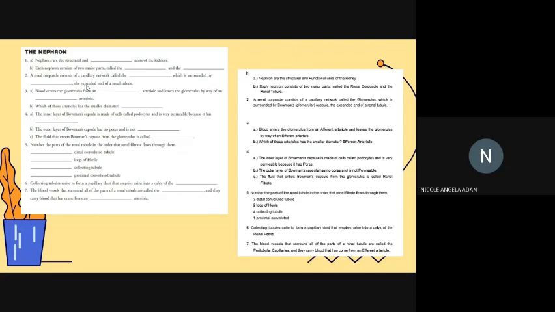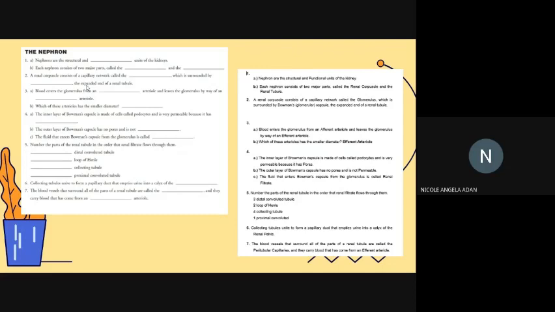Number 5, number the parts of the renal tubule in the order that renal filtrate flows through them. So, first, it goes to the proximal convoluted tubule, second, loop of Henle, third, distal convoluted tubule, and lastly, to the collecting tubule.